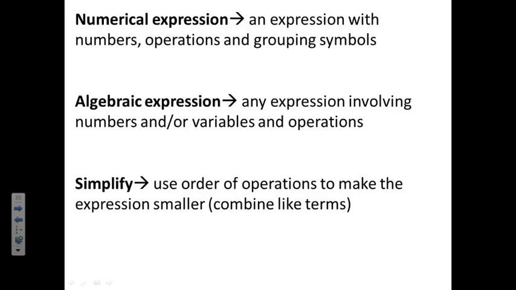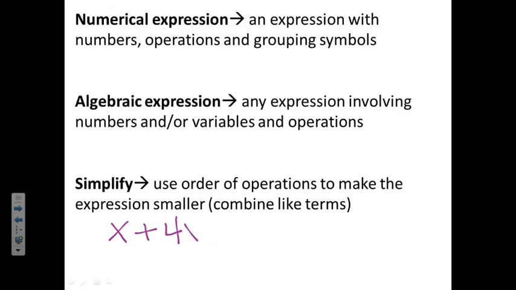Okay, simplify is to use order of operations to make the expression smaller, and I use the terminology combine like terms. So I first of all wrote, hey, we have X, and if I add 4, can we add those two? We said no, because they are not like terms. This is an unknown number and this is 4. So then I said, well, if we can't add those, if I add an X to the 4, can we now add those? Yeah, we can. That becomes 5X.